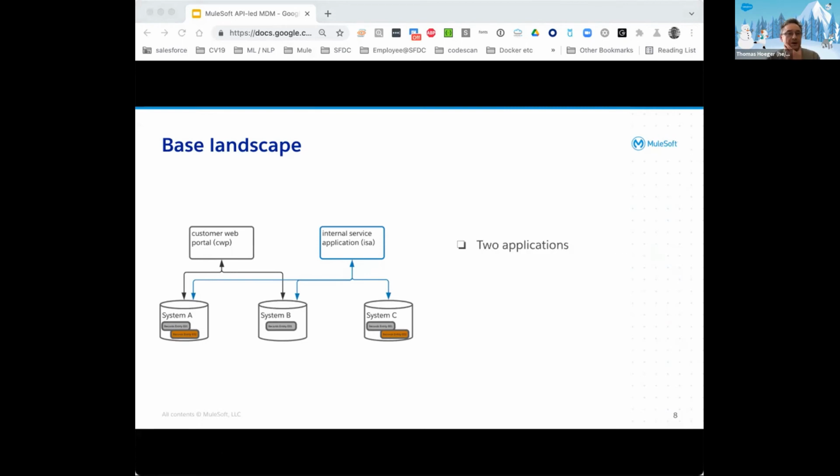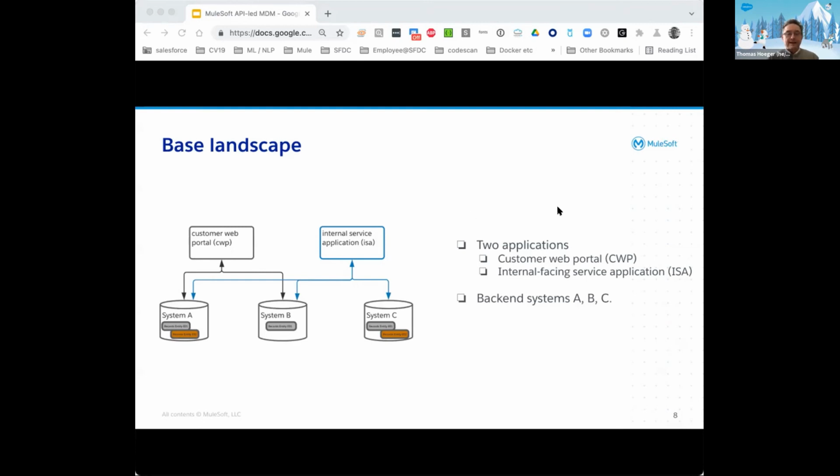And without MDM, basically what happens, you have these 5 connections, which are more or less point-to-point connections. This may work in the beginning, but if you add some more applications, it's hard to scale and implies a lot of dependencies between applications. That's why we come up with the thing we call API-led architecture.